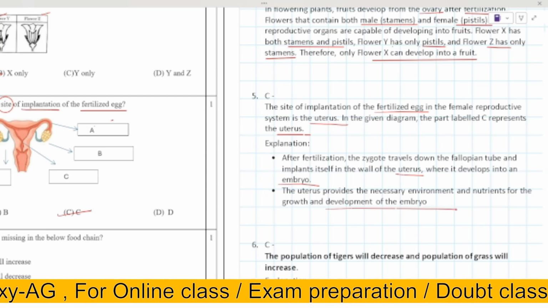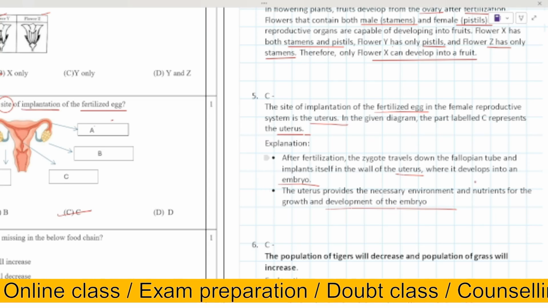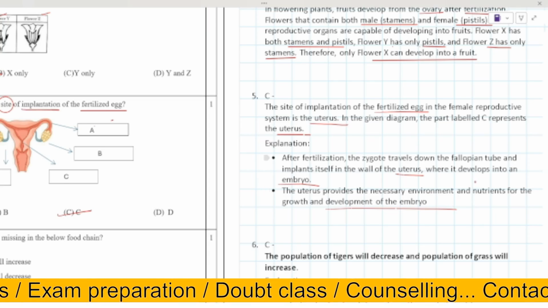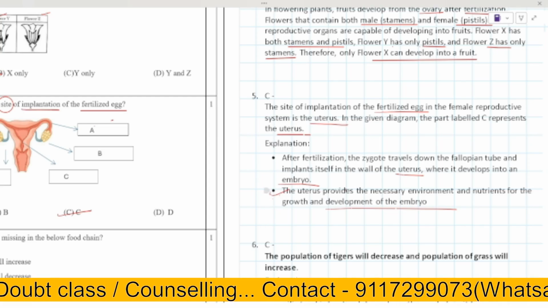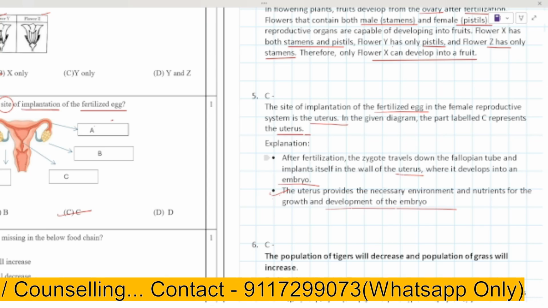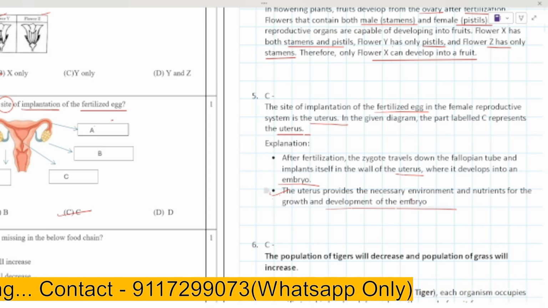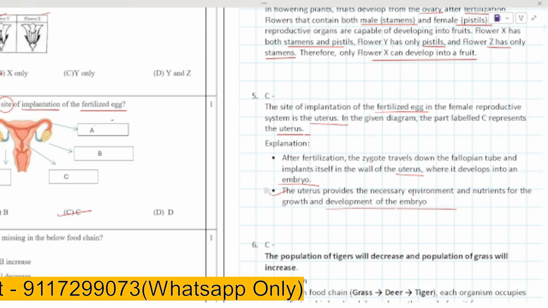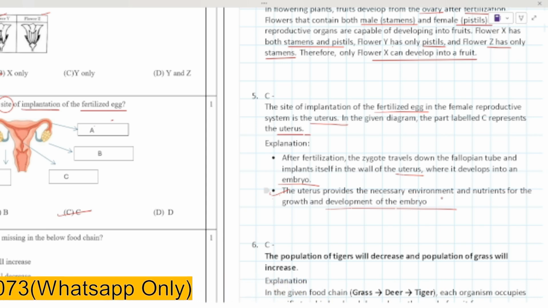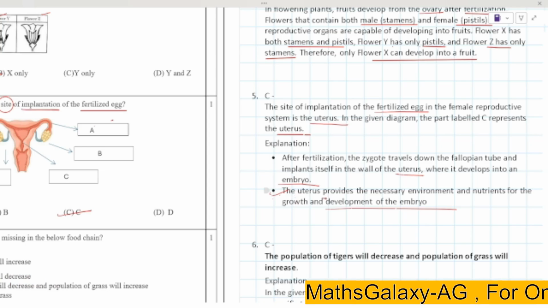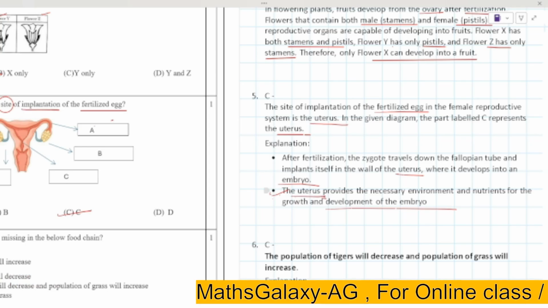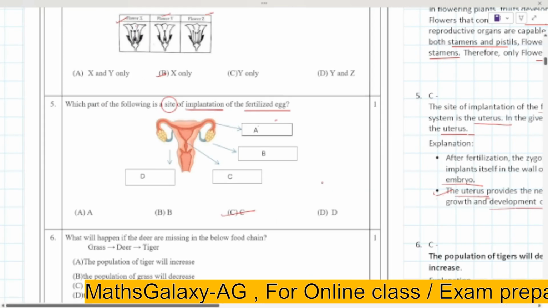Is it clear? There is also one question that can arise from this point, from the last point. It can be asked which site, or from where, provides the necessary environment and nutrients for growth. So at that time it will be the uterus, right? Our answer will be the uterus. Okay, is it clear?